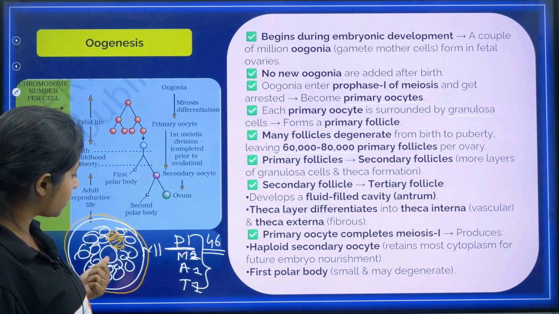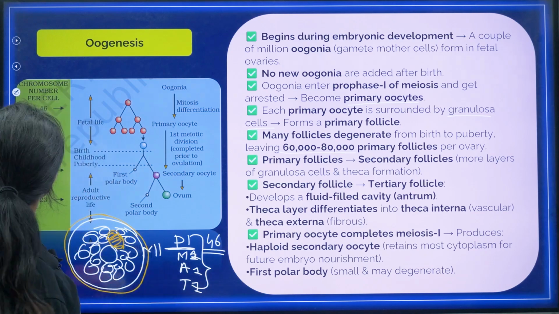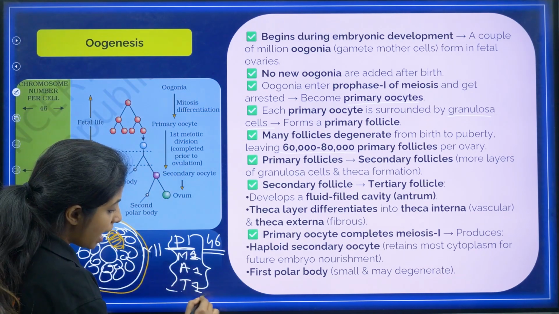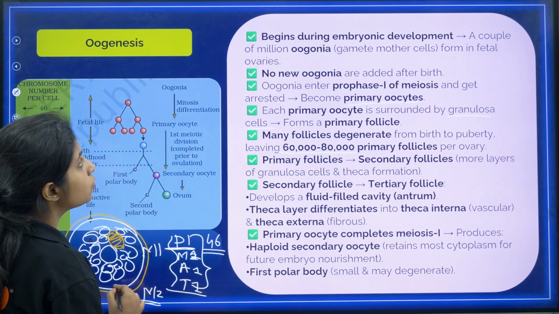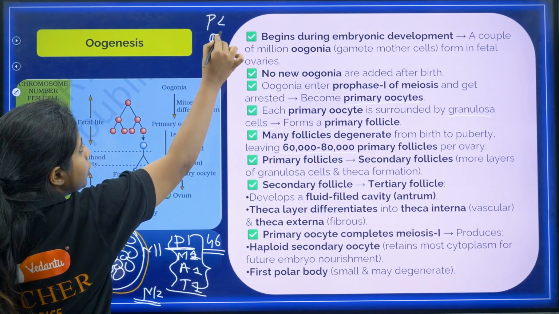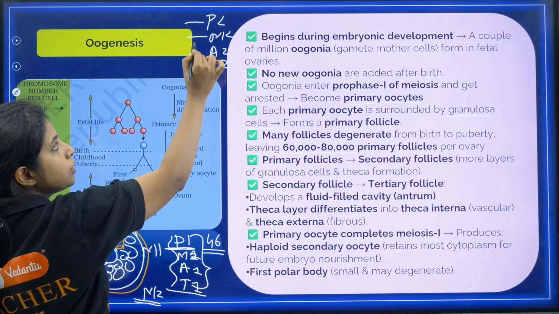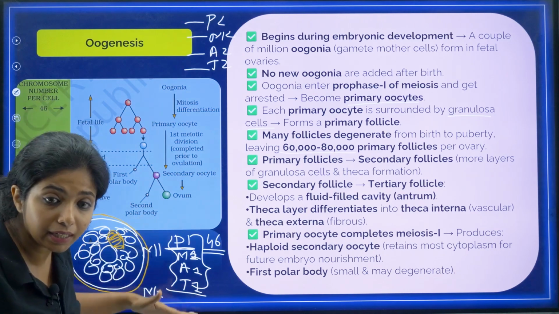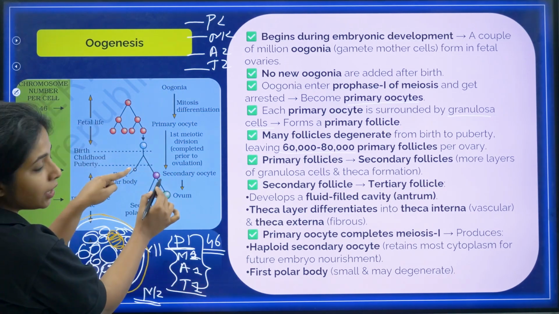Now what happens to the primary oocyte which is still stuck? It will complete its meiosis 1, will go through all the stages and will now enter meiosis 2, my dear children. In meiosis 2 also you have P2, M2, A2 and T2, that is prophase 2, metaphase 2, anaphase 2 and telophase 2. So now the primary oocyte which has completed at least one division will divide into two cells.